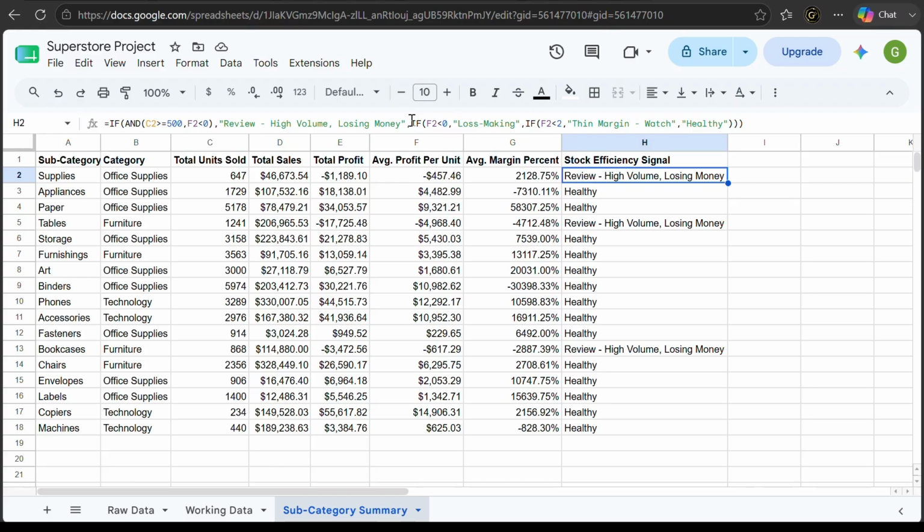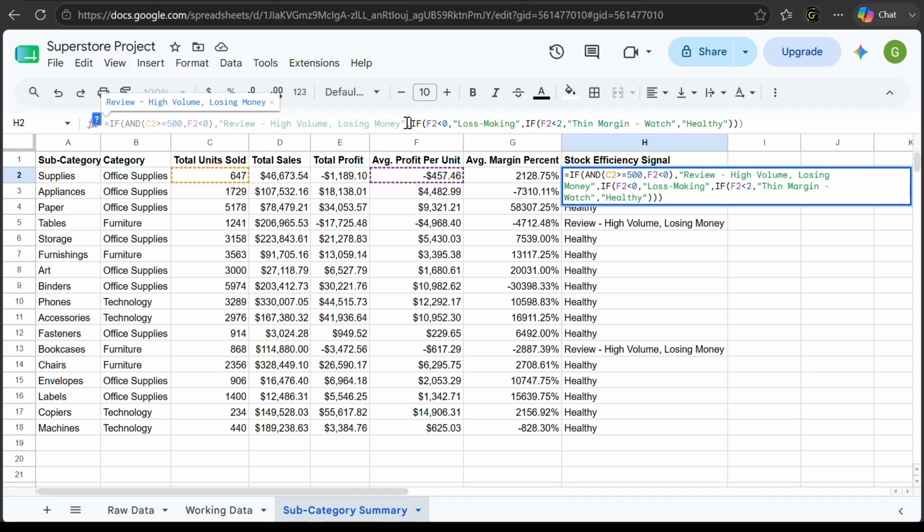Then we are saying here in this case, if F2 is less than 0, right? We want to say, okay, this is making losses, and if the profit is less than 2 here, we are saying team margin was.